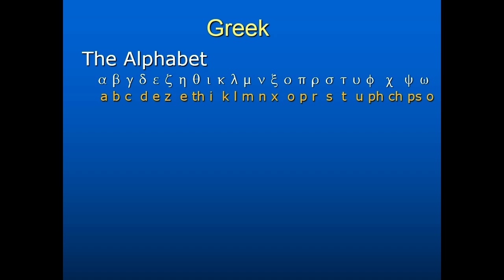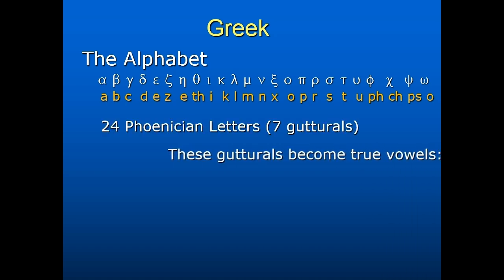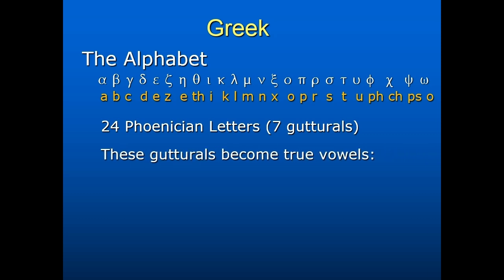Just a few don't have an exact corresponding letter, like theta, which is a th sound, and psi, which is really a ps. There had been 24 Phoenician letters that the Greeks borrowed, so their alphabet has 24. The letters that stood for gutturals in Phoenician, for which there were no equivalent sounds in Greek, left the Greeks with some extra letters. The happy insight they had was to use them for vowels.